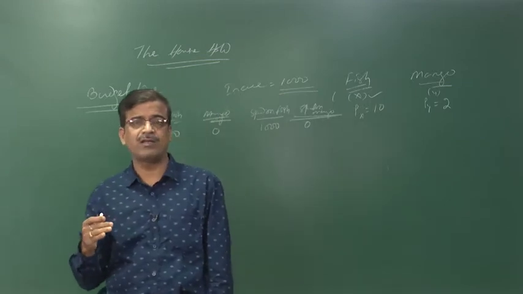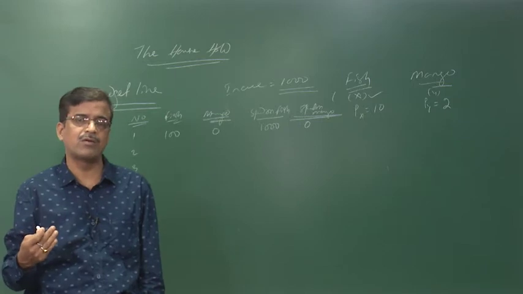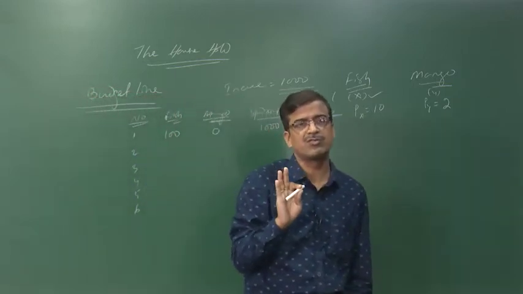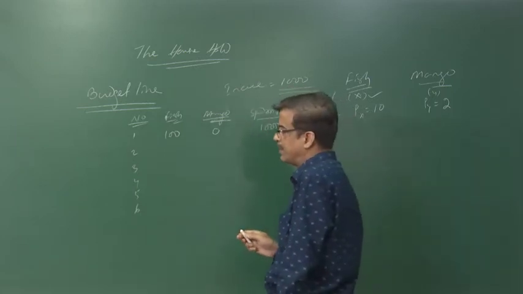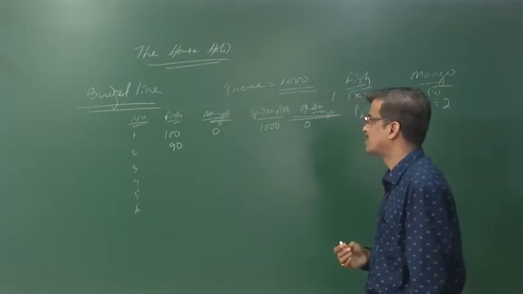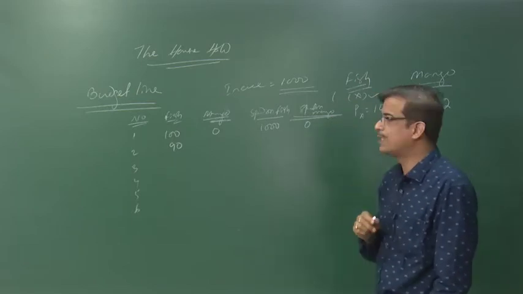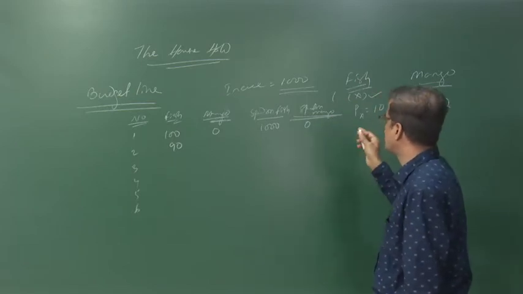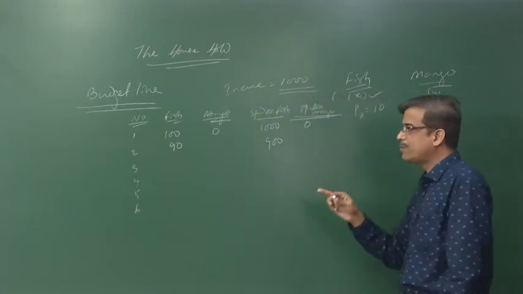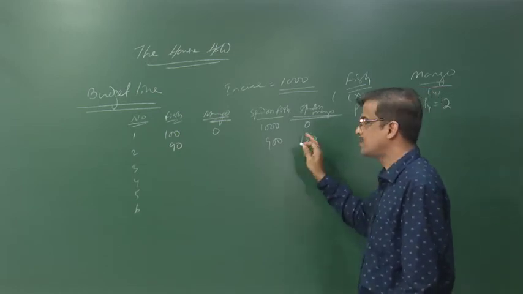In such a manner, the consumer is going to spend on the two products, that is fish and mango, such that the entire money income of 1000 rupees is spent. Let us say the second combination: we spend 90 units on it, that means he purchases 90 fish. How much will be spent? Now 900 will be spent, because per piece is 10 rupees, 90 means 900.